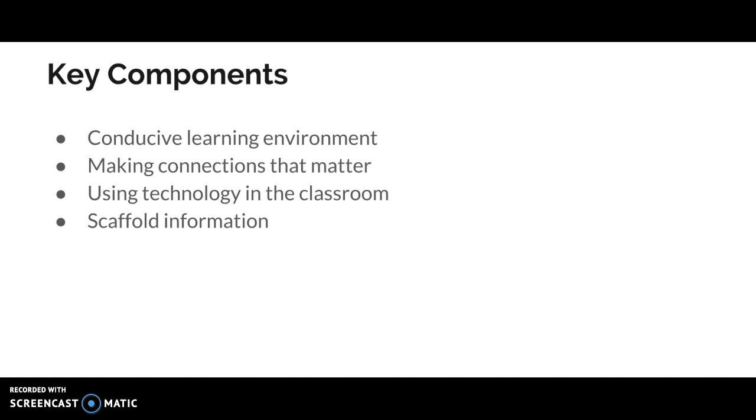With all this considered, my learning strategy is based on 4 concepts. The first one is that my classroom is a conducive learning environment. Secondly, that I am able to make connections for my students that matter. Thirdly, that I use technology that is pertinent in the classroom. And last of all, that I am able to successfully scaffold in new information. To be able to achieve these goals, I chose 3 main theories and picked out what I felt was the most important and supportive to my own learning theory.